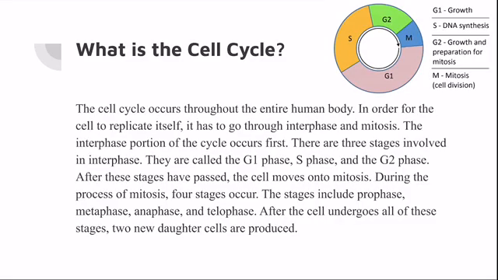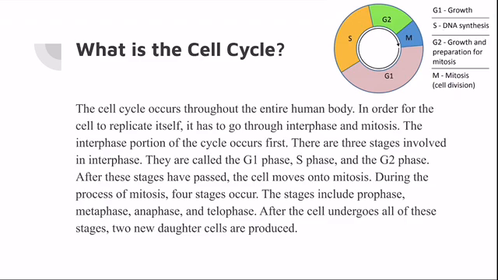What is the cell cycle? The cell cycle occurs throughout the entire human body. In order for the cell to replicate itself, it has to go through interphase and mitosis. The interphase portion of the cycle occurs first. There are 3 stages involved in interphase. They are called the G1 phase, S phase, and the G2 phase.